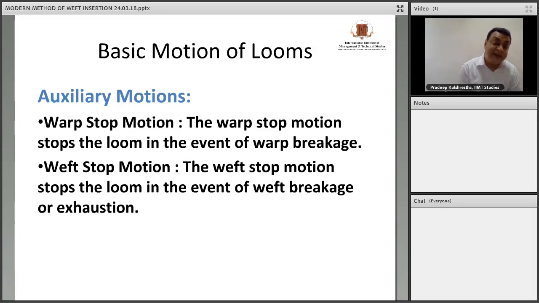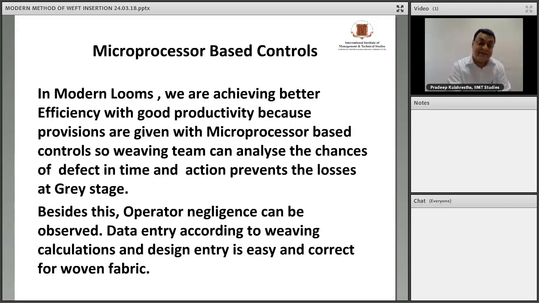Now there are some auxiliary motions on the machine, say warp stop motion. When a warp yarn among the several yarns is broken, the machine will stop by a mechanism called warp stop motion. In the same way, if the weft yarn is broken or the bobbin is exhausted, the weft package, the machine will definitely stop by a mechanism called weft stop motion.